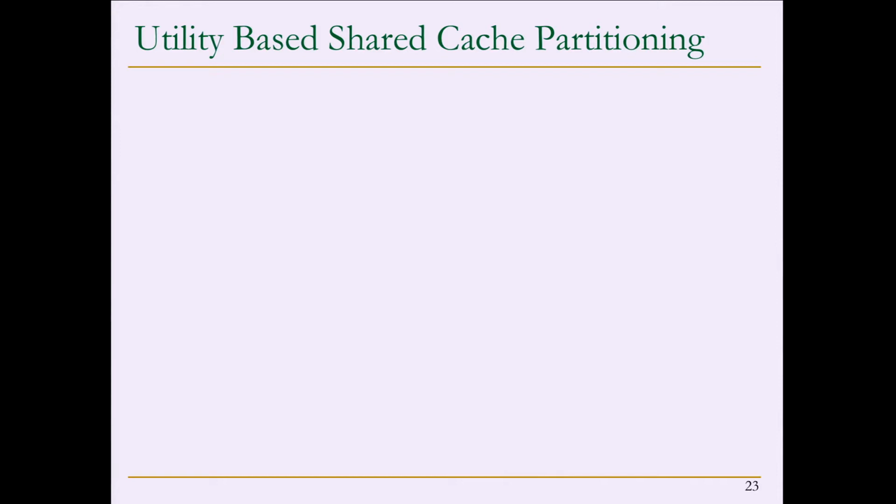And I'll start with an idea that has had a lot of impact, actually, in the last 10 years or so, which is called utility-based shared cache partitioning. The goal over here is to maximize system throughput.